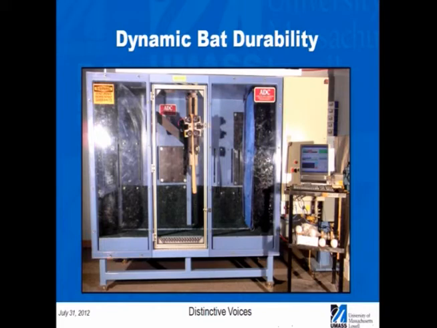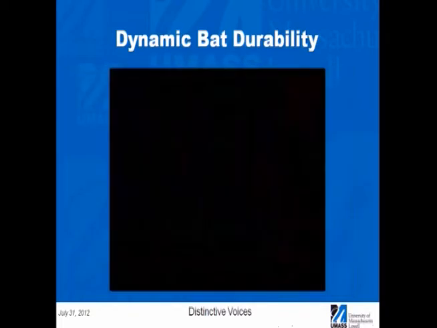So this is the dynamic durability system that we have up at UMass Lowell. And basically what we've got is an air cannon that fires at a bat that's hanging, and we can target a speed, we can target an impact location, and it basically operates like this.